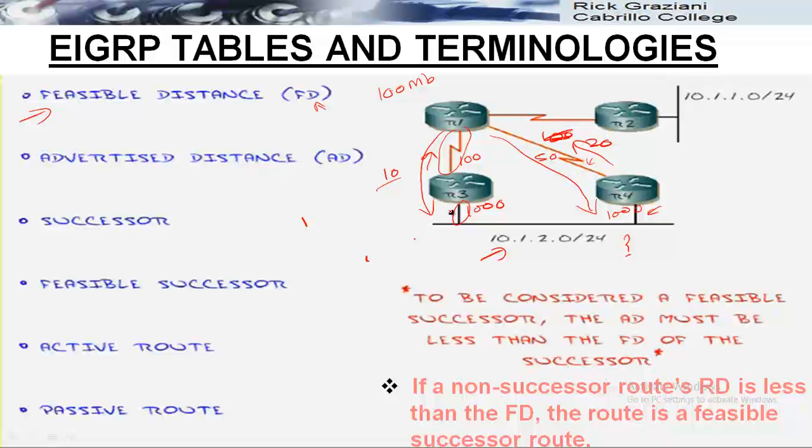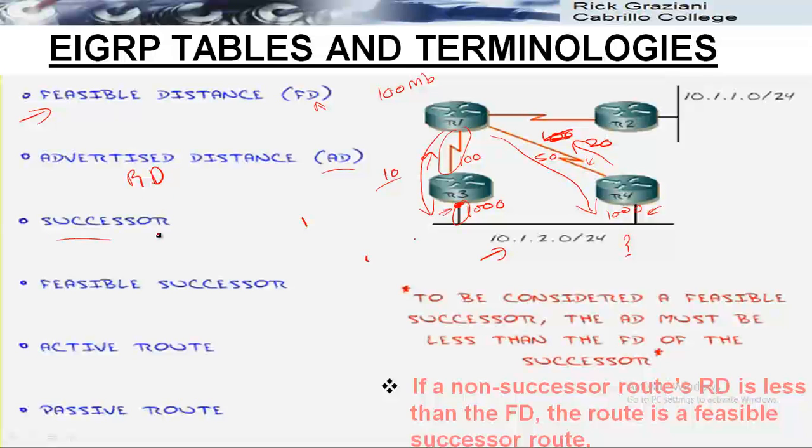Now advertised distance of course is the cost your neighbor is advertising to you. So like router 3 is telling router 1, hey, I know about the 10.1.2.0 network and it will cost me this, it is this far from me. Of course, when you factor in the bandwidth and delay of that link, there's a very small cost to it. So that will be what we call advertised distance, or what at times they call reported distance.